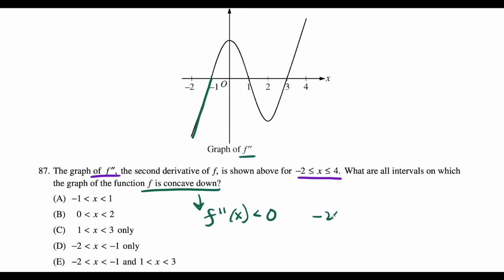So we're between -2 and -1, and also between 1 and 3 the graph is negative. So when x is between 1 and 3. And now we just scan, this is going to match up with choice E.